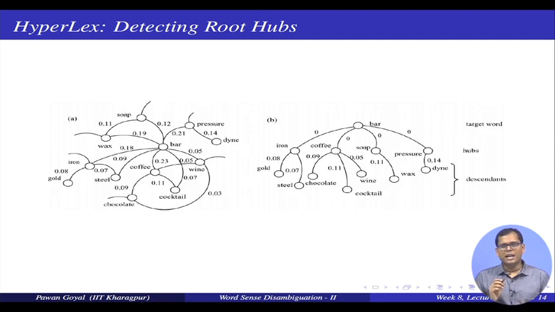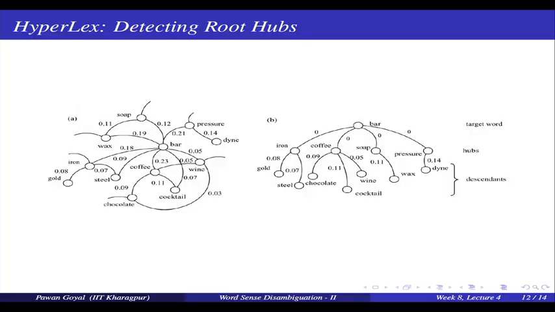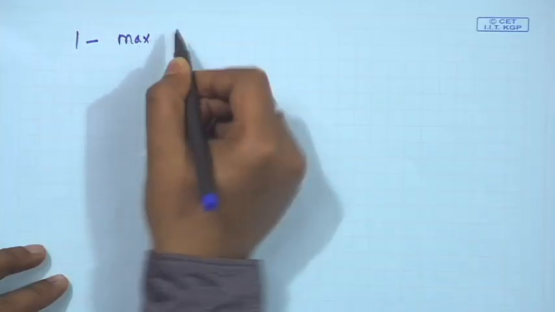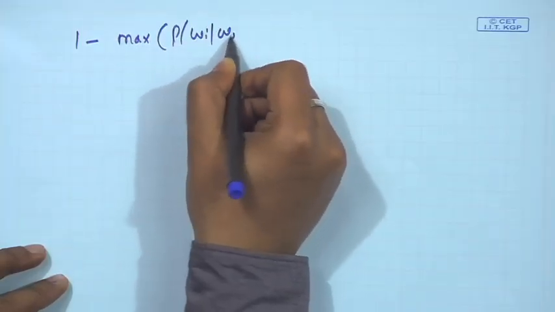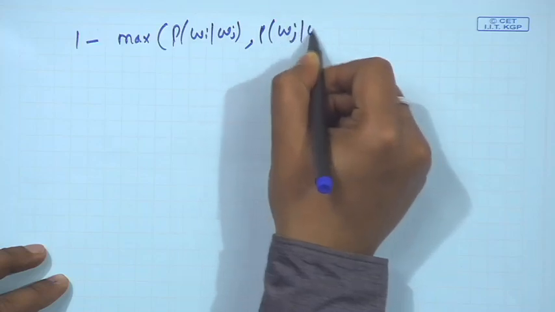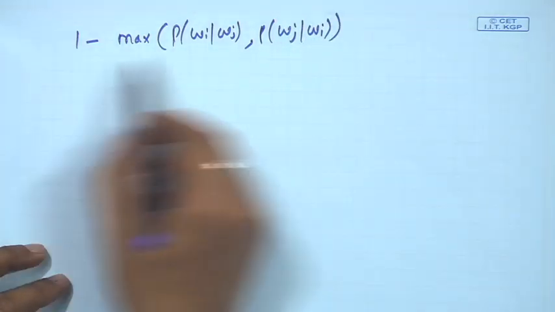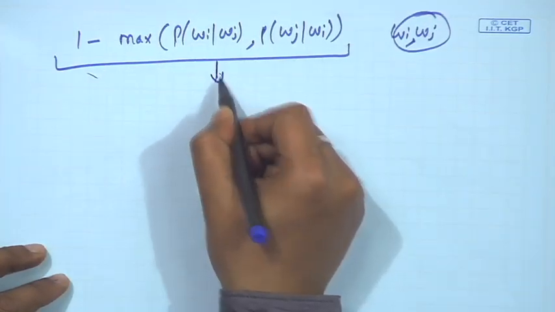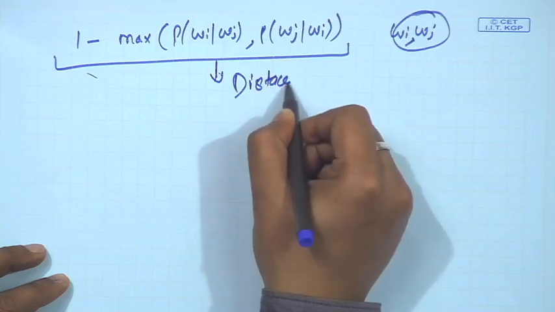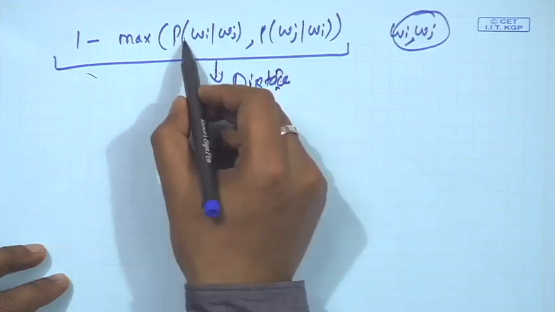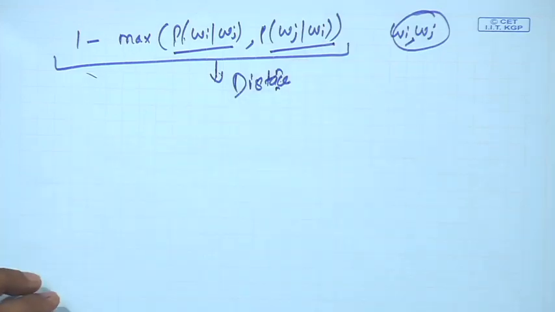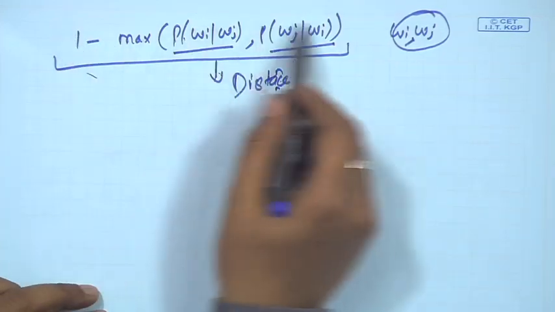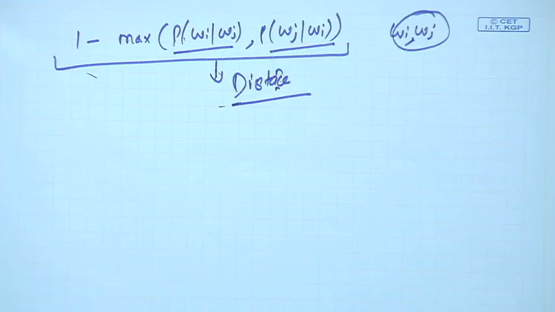And distance can be captured by something that is inversely proportional to the association. So, in this case it is 1 minus max of probability Wi given Wj and probability Wj given Wi. So, we take the max of that to find out what is the association between Wi Wj, and this will now capture the distance, because this corresponds to the similarity, how similar they are, their conditional probability. If I take 1 minus max of that, that is how much they are different, what is their distance.